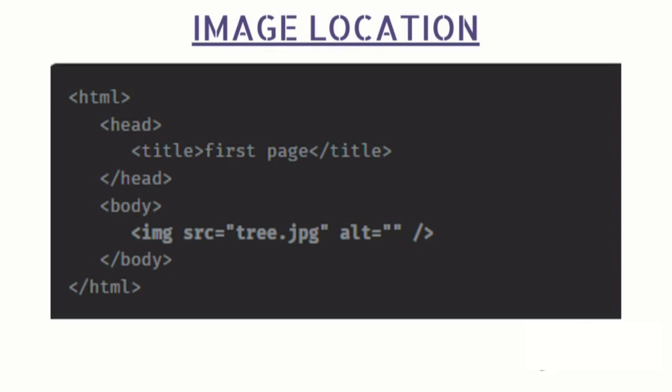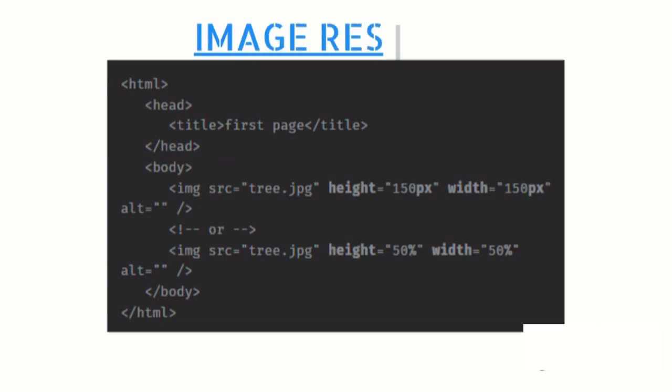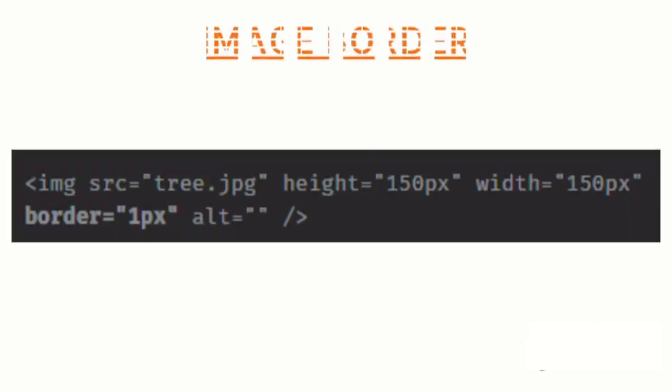For example, if you have a photo named tree.jpg in the same folder as the HTML file, your code should look like this. To define the image size, use the width and height attributes. The value can be specified in pixels or as a percentage. By default, an image has no borders. Use the border attribute within the image tag to create a border around the image.